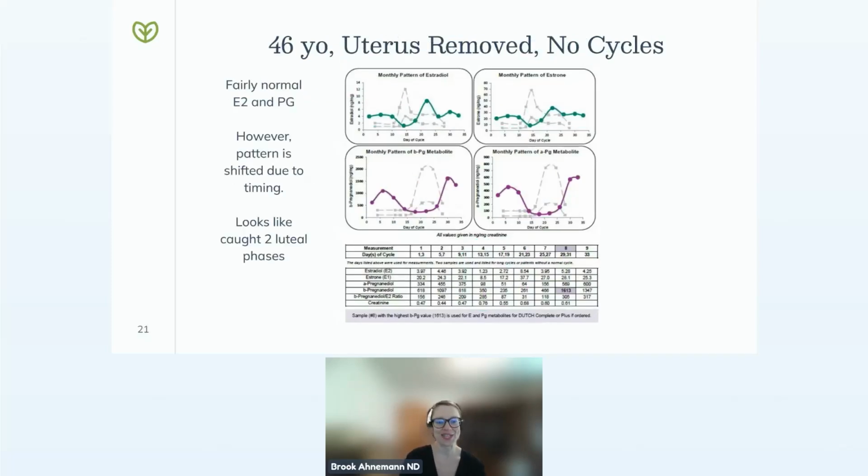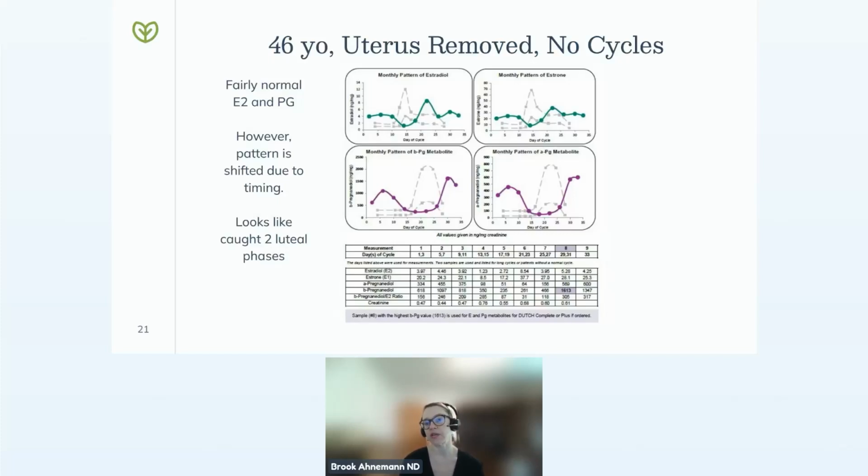All right, so things are getting a little bit more interesting here. This is a 46-year-old who's had her uterus removed, so she's no longer having bleeding cycles. You can see here there's actually fairly normal estrogen and progesterone, but because we don't know where she is in her cycle when we started the collection, the pattern is a bit shifted to the right.